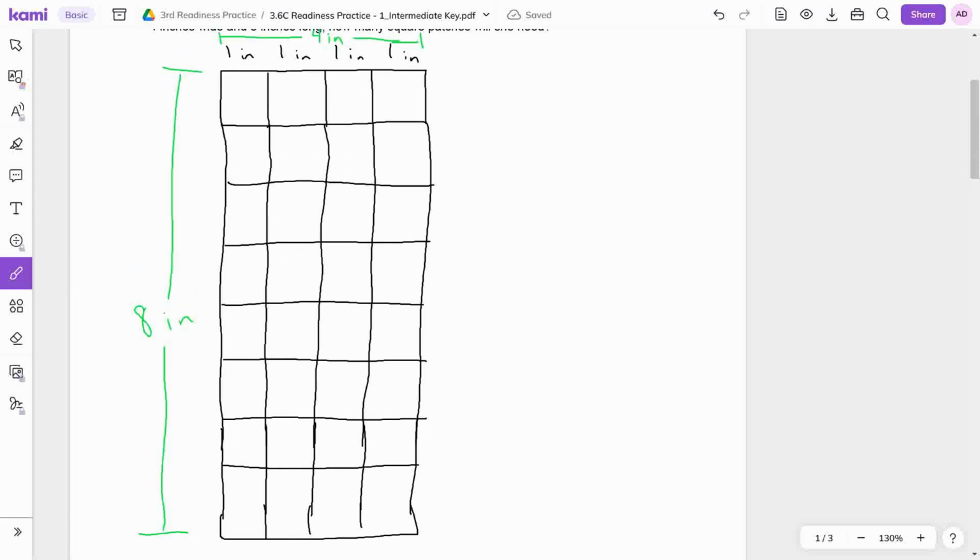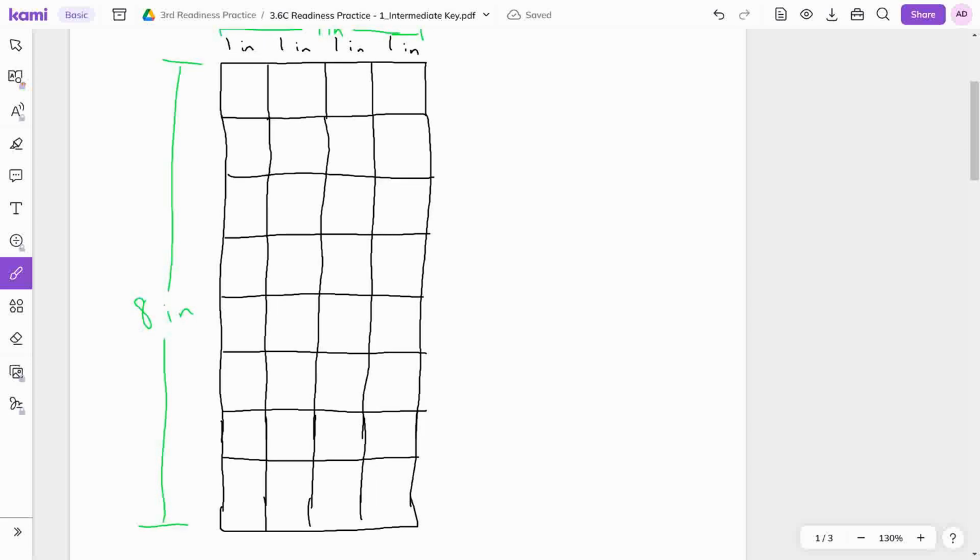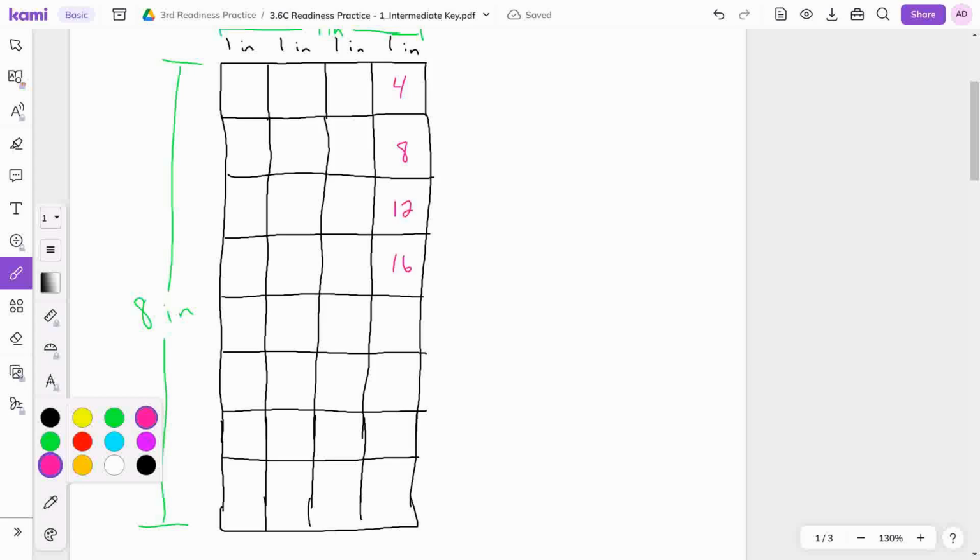Now this is my quilt. So if I want to, I literally could count 1, 2, 3, 4, 5, 6, 7, 8, 9, 10, 11, 12. If I realize the pattern, I'm skip counting by fours, I can just put a number at the end: 4, 8, 12, 16, 20, 24, 28, 32. So that's going to get me my answer, 32.